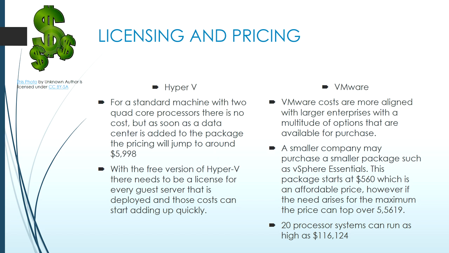With a Hyper-V standalone machine with quad-core processors, there is no cost, but as soon as a data center is added, the package can jump to around $6,000. While both Hyper-V and VMware offer free versions, VMware's free version is missing some of the features and functionality that Hyper-V offers. VMware does not require any operating system to run, which can make up some feature costs that must be installed. Hyper-V has a free version, which is nice for companies who want to deploy as a trial run. However, in the end, both versions will need to be paid for the actual business deployment for full functionality and features.